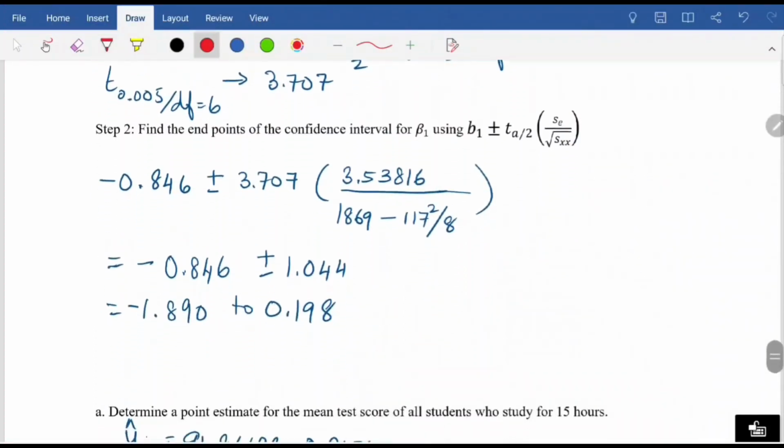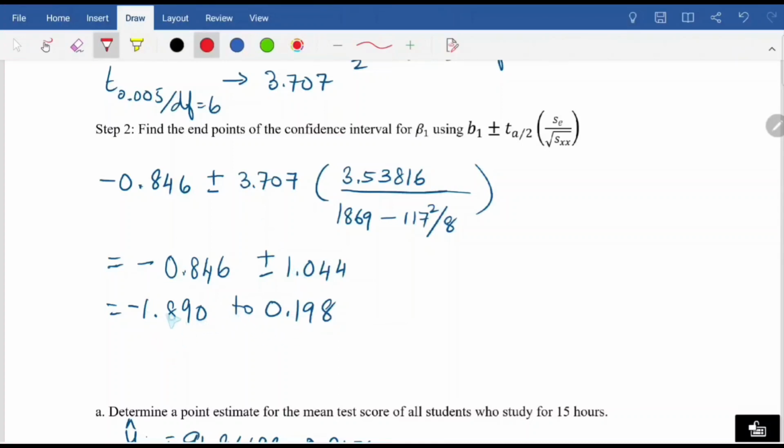Now make sure that you do your calculations right, especially when plugging in the values, punching in the values into your calculators. Follow the order of operations, and when we complete the calculations, we get an interval ranging from negative 1.890 to positive 0.198. Now, over here, we see one end is negative, the other end is positive.